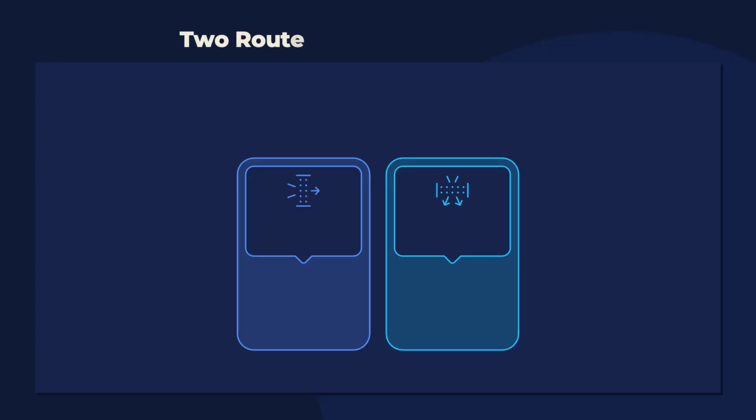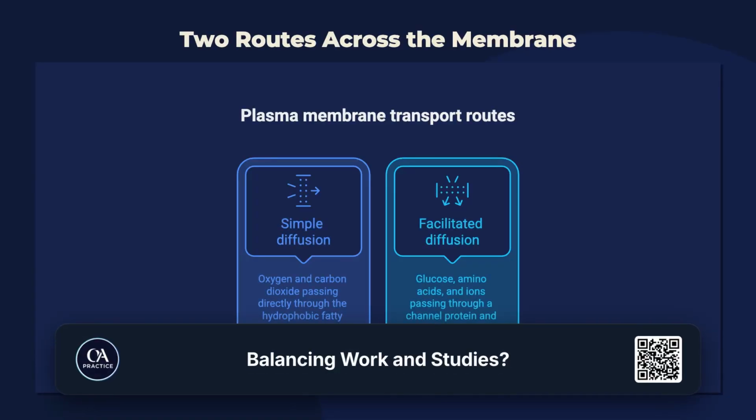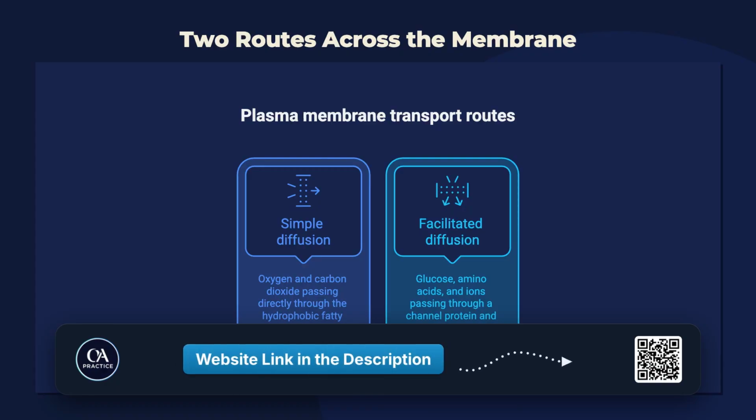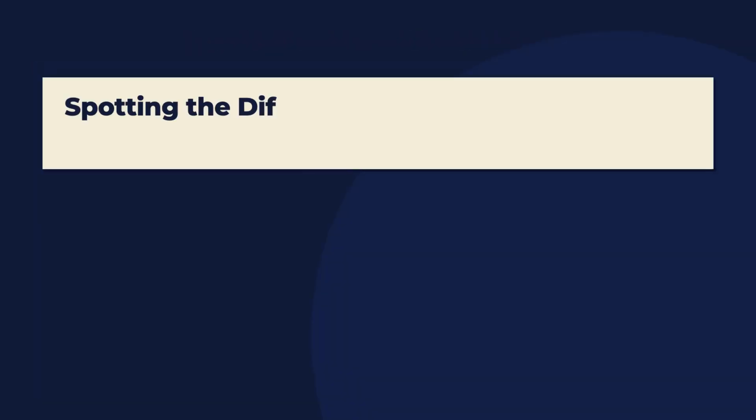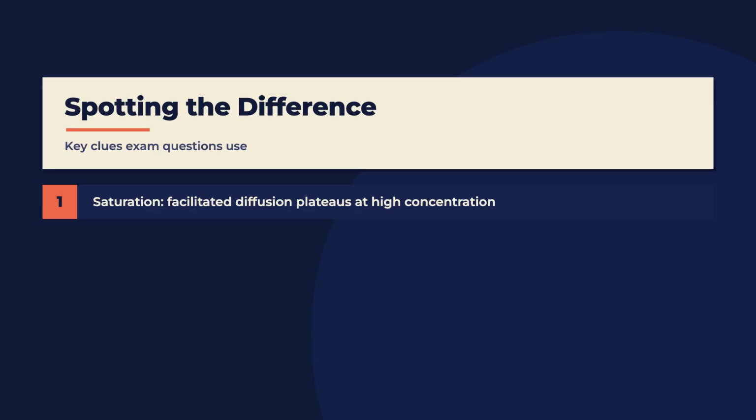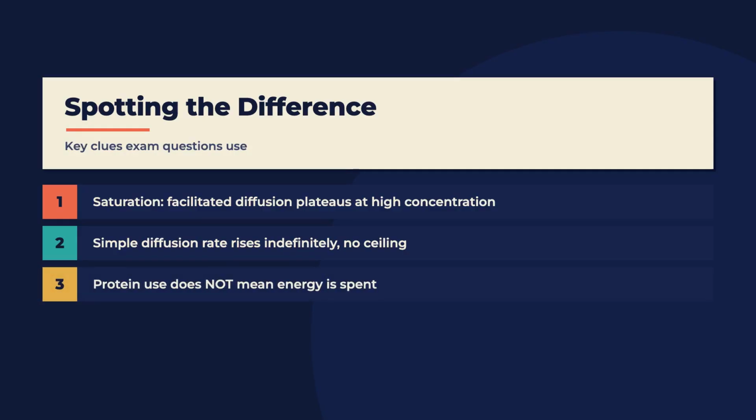with no protein needed. Charged ions and polar molecules like glucose can't tolerate the fatty core, so they rely on transport proteins instead. Channel proteins form water-filled pores, often gated, while carrier proteins bind the molecule, change shape, and shuttle it across. Facilitated diffusion has a limited number of proteins, so it saturates. The rate plateaus once every protein is occupied, while simple diffusion keeps rising with the gradient. And a common trap: using a protein doesn't mean energy is spent, since the substance still moves down its own gradient. ATP only enters the picture when movement goes against that gradient.